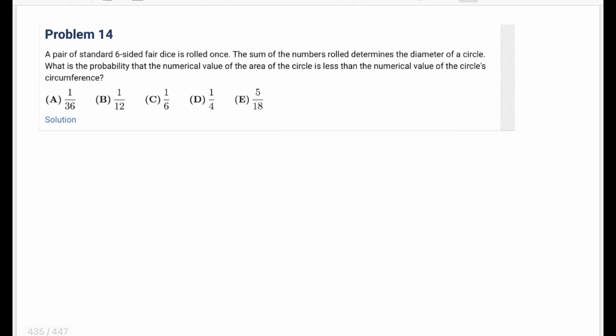Number 14, a pair of standard 6-sided fair dice is rolled once. The sum of the numbers rolled determines the diameter of a circle. What is the probability that the numerical value of the area of the circle is less than the numerical value of the circle's circumference? Okay, so the pair of standard 6-sided fair dice is rolled once. So the sum of the numbers is the diameter of the circle, right? This is 2r. And the numerical value of the area of the circle, this would be pi r squared, is less than the value of the circle's circumference, so 2 pi r. So r would be less than 2, right?